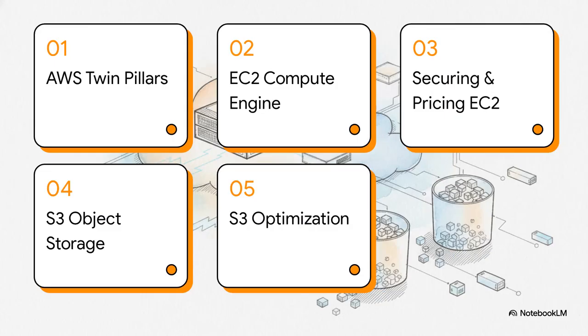Okay, let's take a quick look at our mental roadmap for today. We'll start with the twin pillars of AWS. Then, we'll dive into EC2, the compute engine. Third is securing and paying for EC2. Fourth, we'll look at S3, infinite object storage. And finally, we'll wrap up with S3 optimization and storage classes. Let's get right into it.